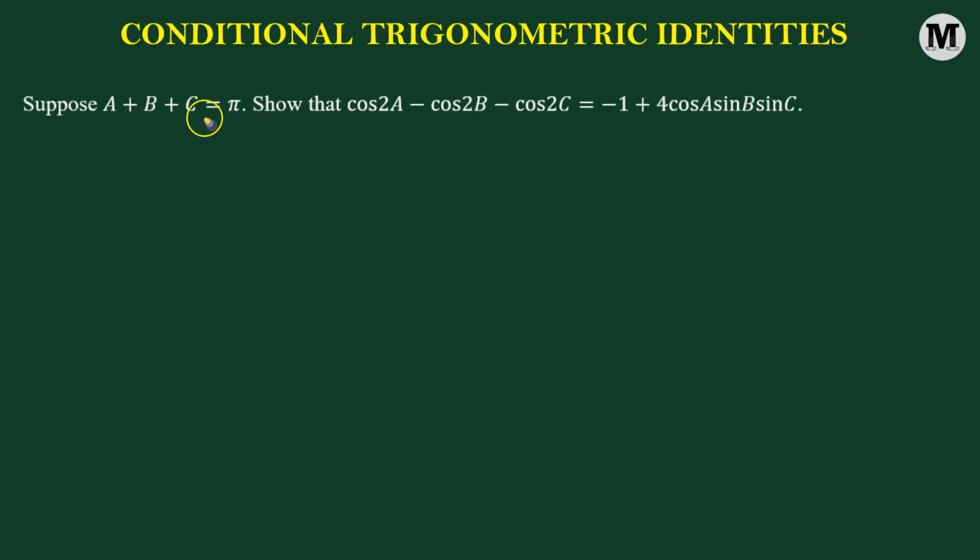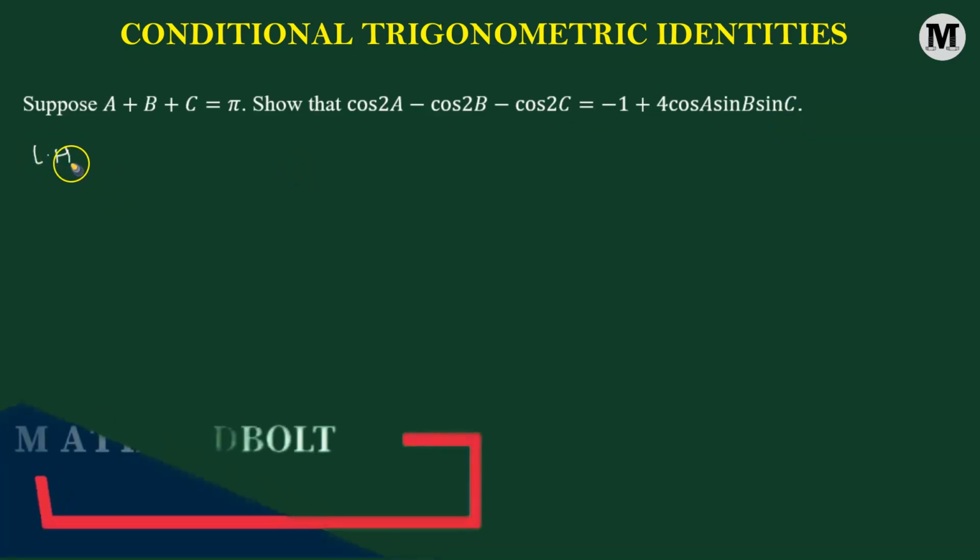Suppose a plus b plus c equals pi radians. Then we need to show that cosine of 2a minus cosine of 2b minus cosine of 2c equals -1 added to 4 times cosine of angle A, sine of angle B times sine of angle C. Okay, let us begin. We'll start our proof from the left hand side.